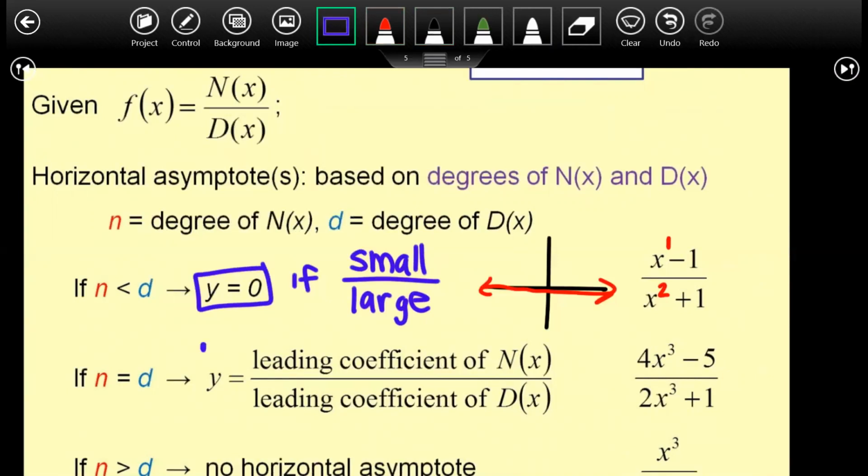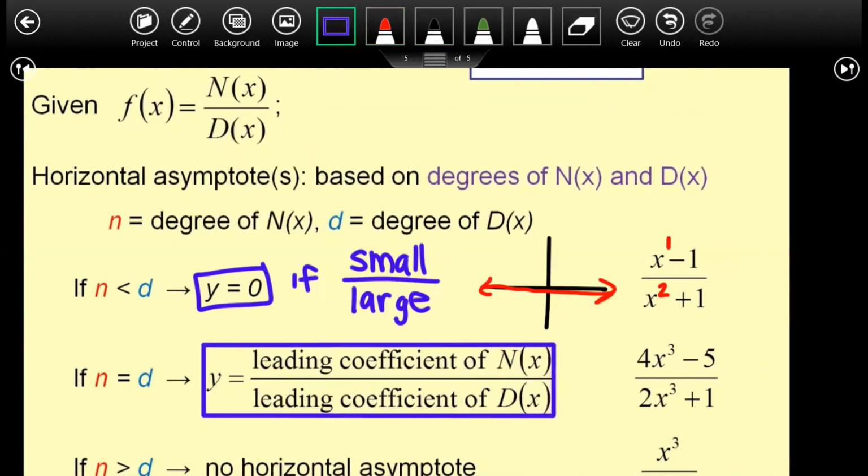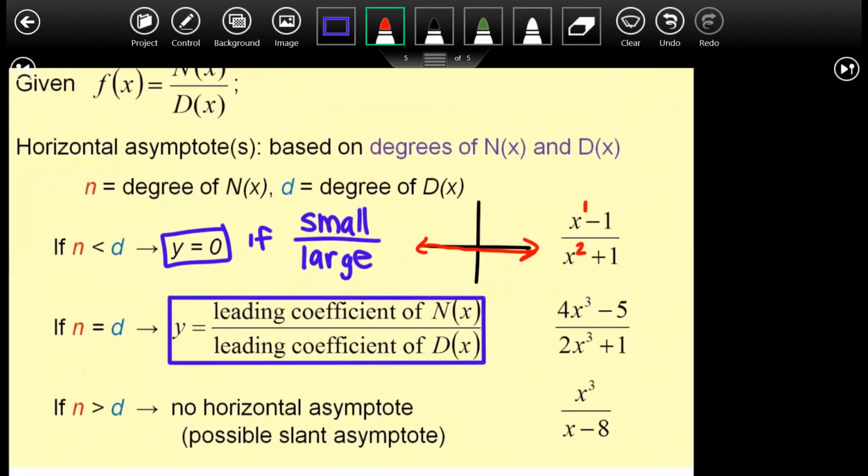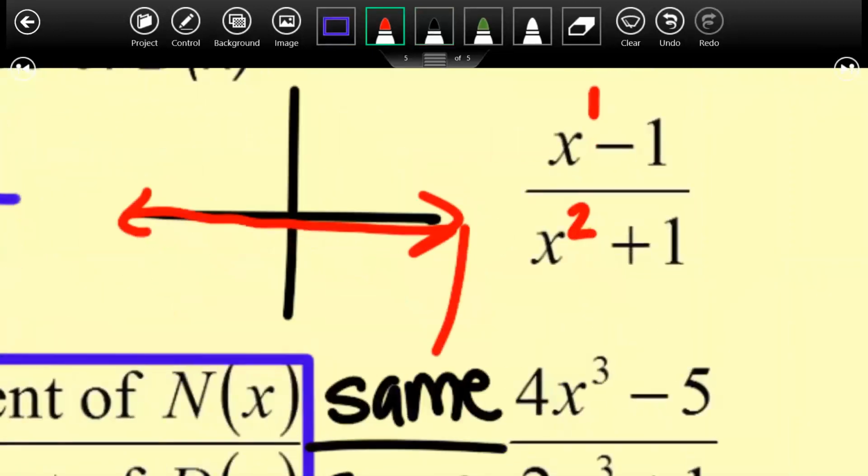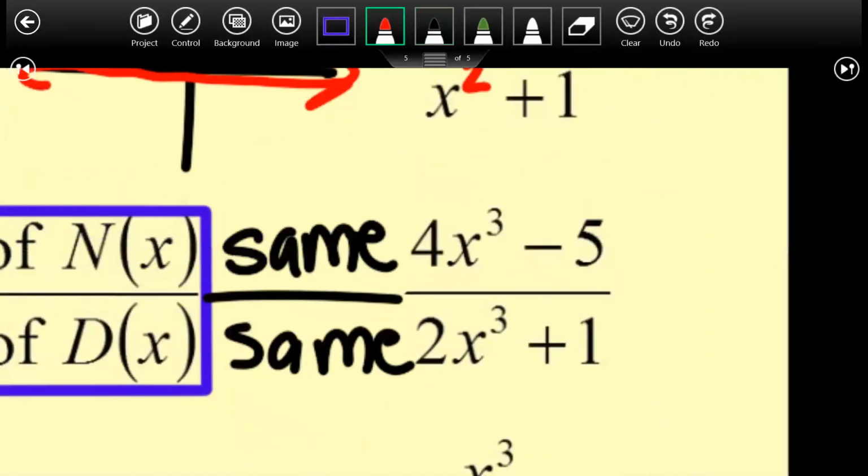If they're the same, we're going to look at the leading coefficients. That means same over same. Same over same. That's going to help you remember it. We're going to look at the leading coefficients. In this case, looking at our example here, this will be 3 over 3.